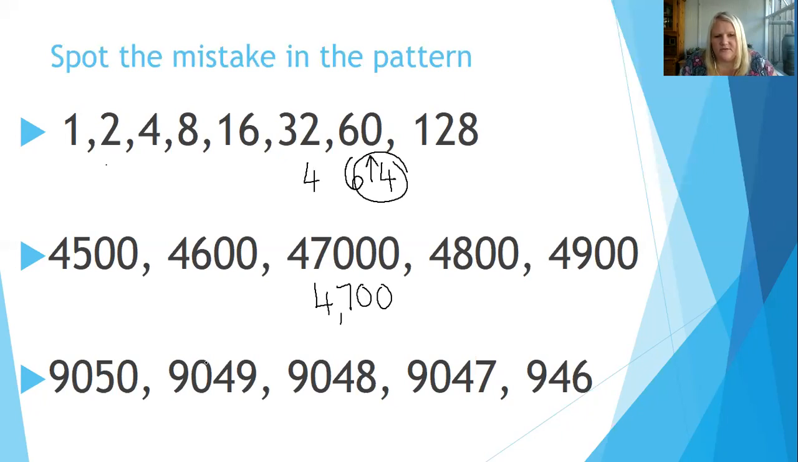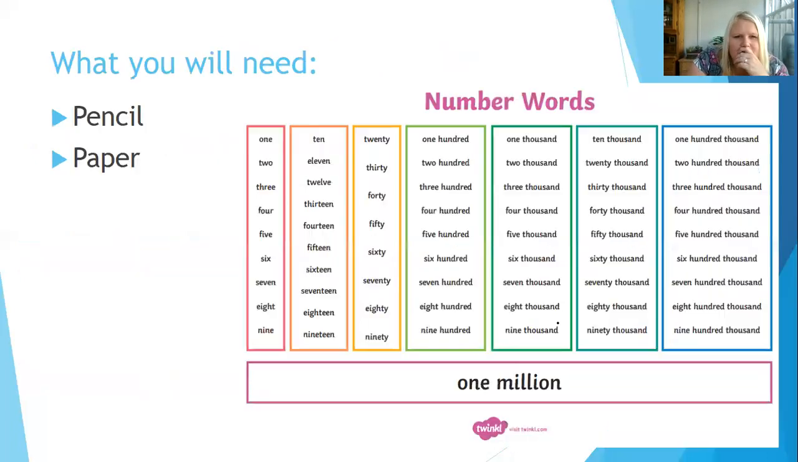Remember, you can always pause the video if you need to, if I'm going a bit quick for you. So you've got 9,050, 9,049, 9,048, 9,047, 946. What's missing? We talked about it a lot last session. Yes, our 0 place value holder. Without it, the number doesn't work. Are we ready to get going this morning? I hope you're feeling warmed up and ready to go.